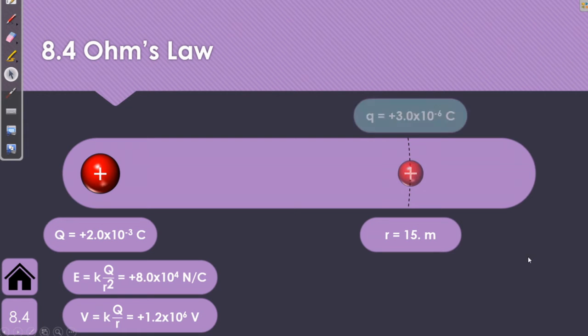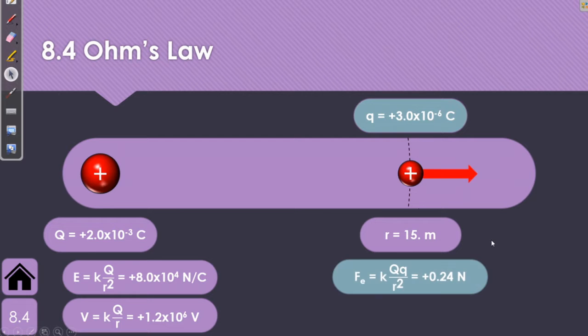Now let's suppose that we do go ahead and add a second charge, this time a positive 3 microcoulomb charge. Now that we know the magnitude and sign of this second charge, we can go ahead and calculate the amount of force that is acting on the charge, which is K times big Q times little q divided by R squared, and works out to positive 0.24 newtons, indicating that the force is pushing away from this charge over here. And we can also go ahead and work out the potential energy of this charge, which is positive 3.6 joules.